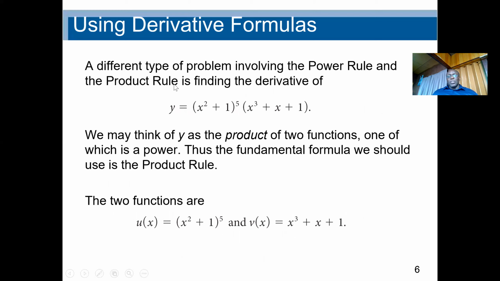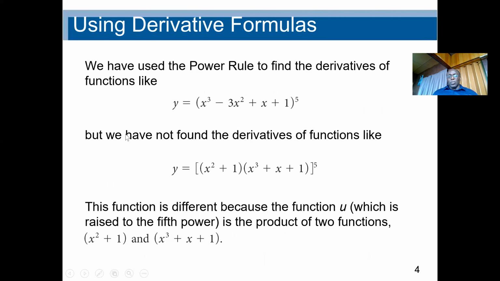Now for the next one, we have a different type of problem involving the power rule and also the product rule. It's finding the derivative of this. So let me start from the beginning again, to make sure we understand the concept. You can see the first example, actually we didn't solve this problem, but just by looking at this question, I know I have to use the power rule. Why? Because it's raised to the power 5. So it will give me 5 times s cubed minus 3s squared plus s plus 1 raised to the power 5 minus 1, which is the power rule. So it will be raised to the power 4.